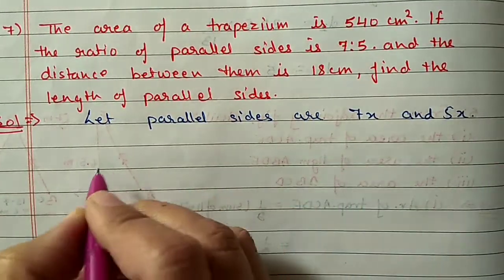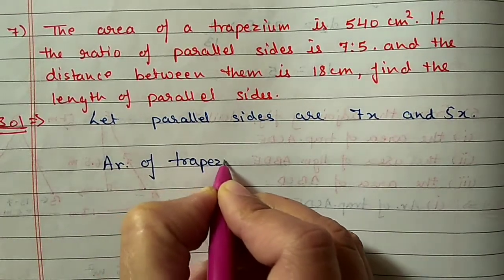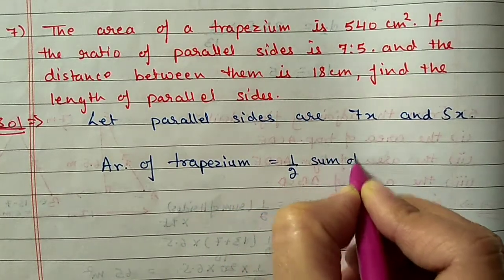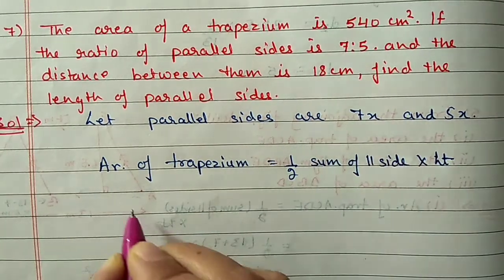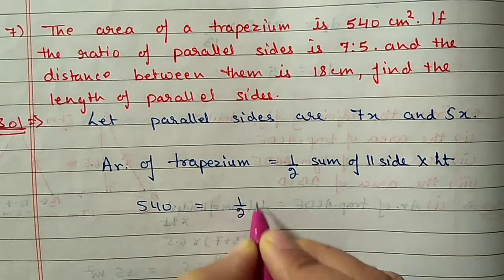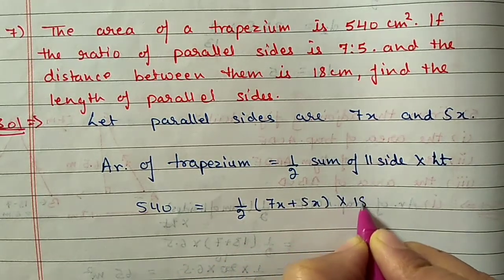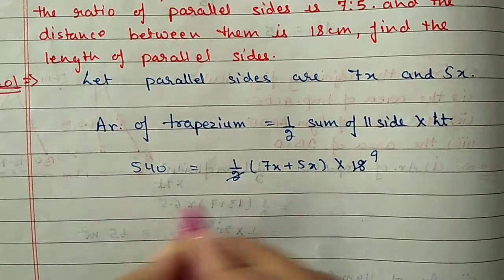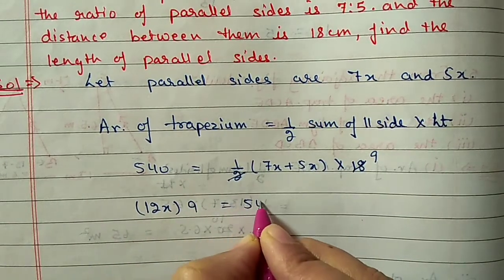Now we can use the formula. Area of trapezium is equal to half sum of parallel sides into height. So this area is given, 540, half into 7x plus 5x into 18. We can cancel 2 9s. Both the sides we can flip. We can write it, 7 plus 5 will become 12x into 9 is equal to 540.